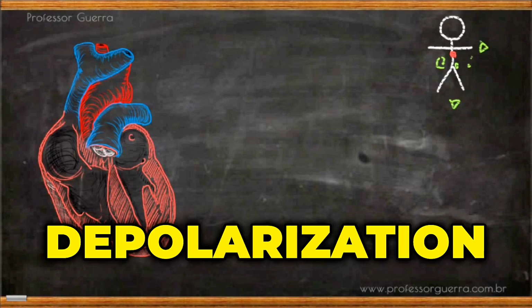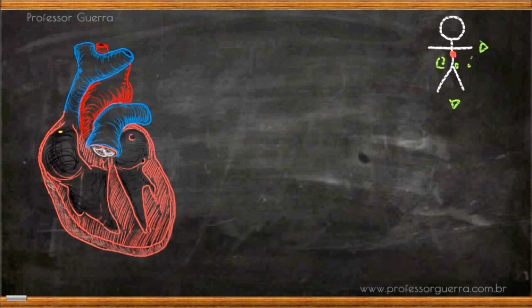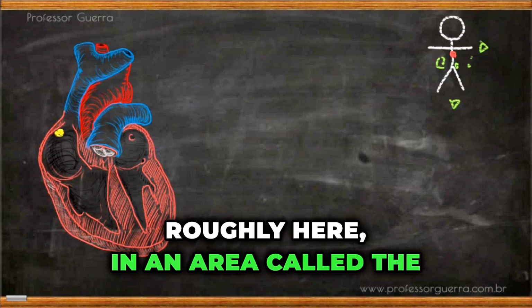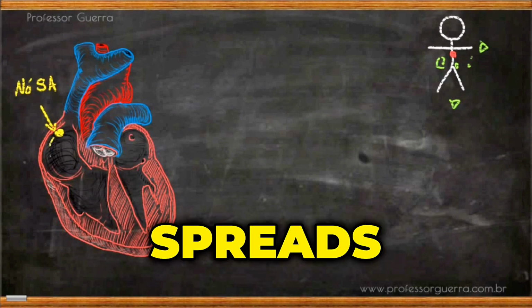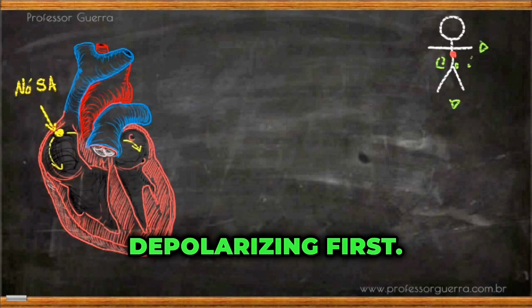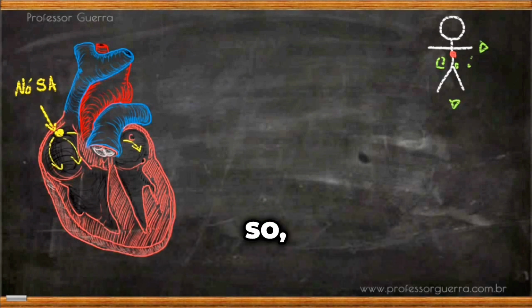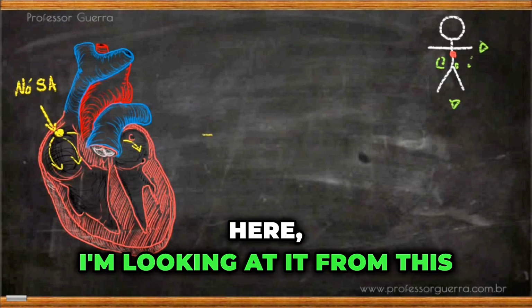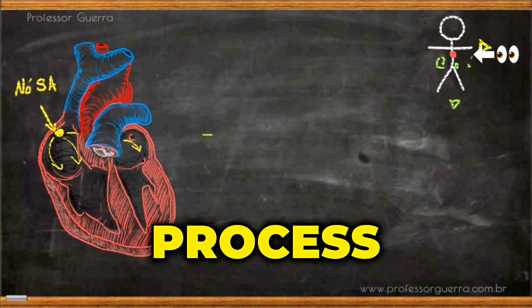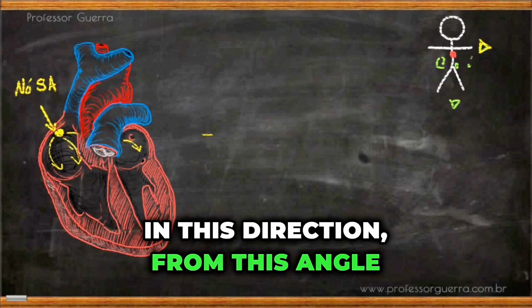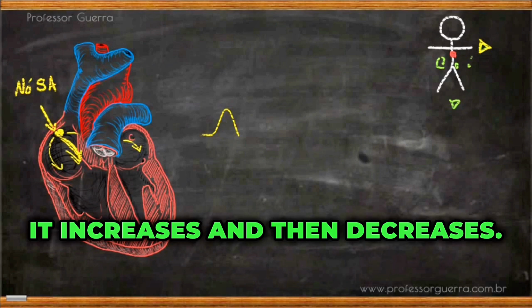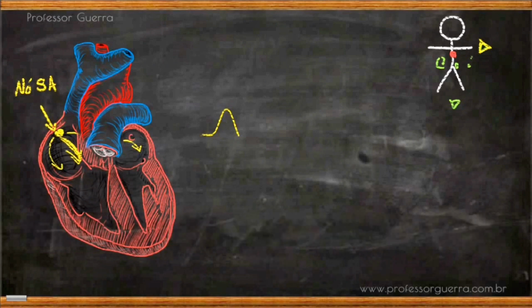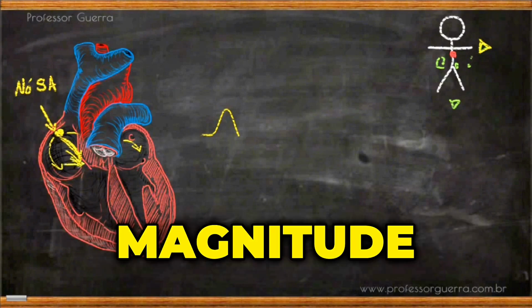Now, how does heart depolarization actually work? The whole process starts roughly here, in an area called the sinoatrial node. Depolarization begins in the atrium and spreads throughout it, with the atrium depolarizing first. So, on the ECG line here, I'm looking at it from this perspective. As this process is happening in this direction, from this angle, you'll see the stimulus intensity increasing. It increases and then decreases. So, if we break this down along this axis, you'll notice there's a small component of positive intensity here.